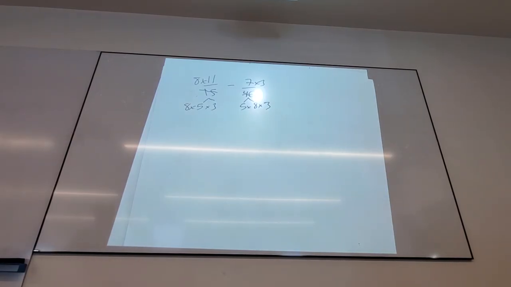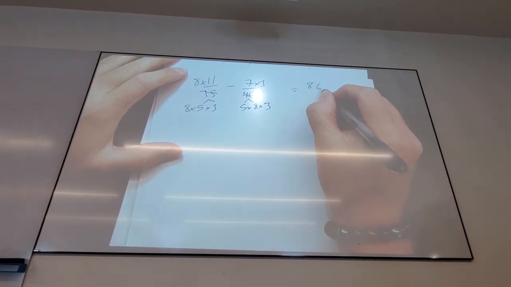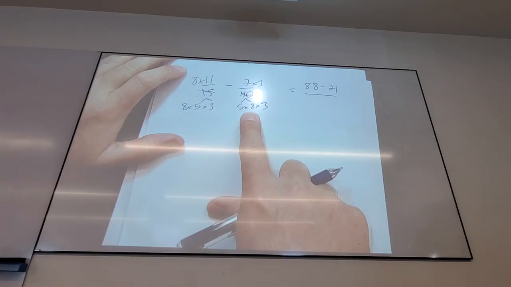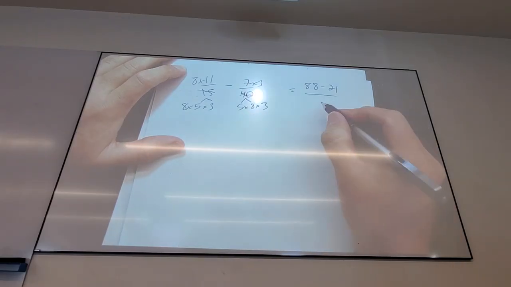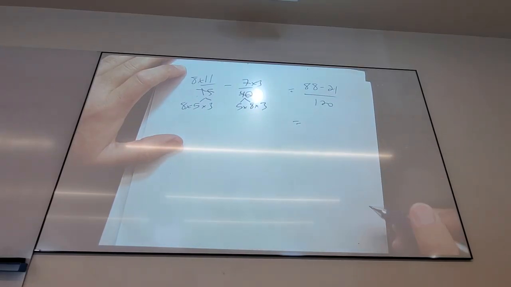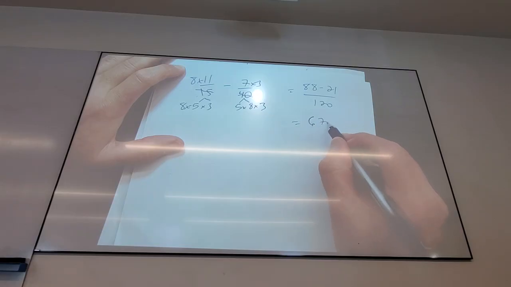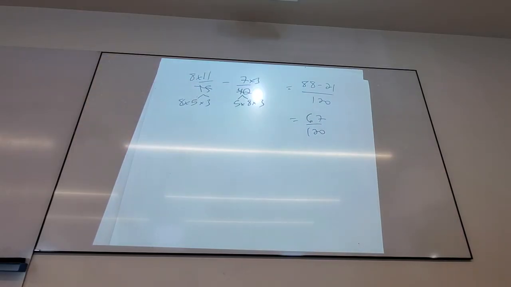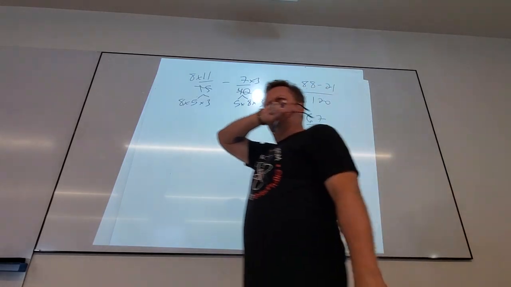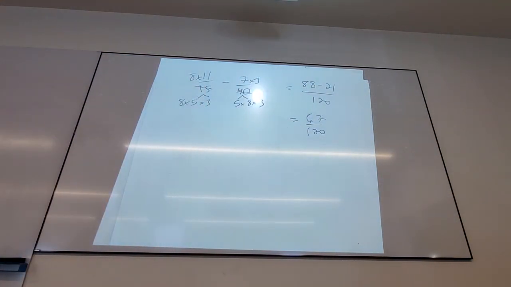Okay. So then this is, what does the bottom become? What's 5 times 8 times 3? 120. I don't know, that seems to be a favorite number of mine today. Let's see. And what's 88 minus 21? 67. Do you guys think I could reduce that? 67 is not even. 6 plus 7 is 13, which is not a multiple of 9 or 3 or anything. I mean, it doesn't look like 67 has many factors in the first place. Good.